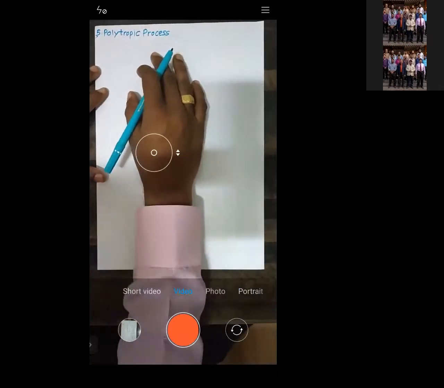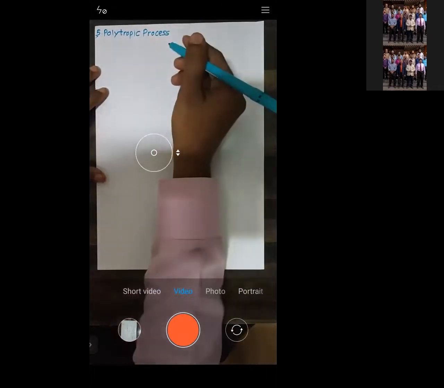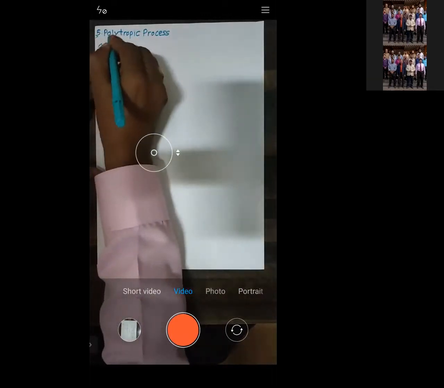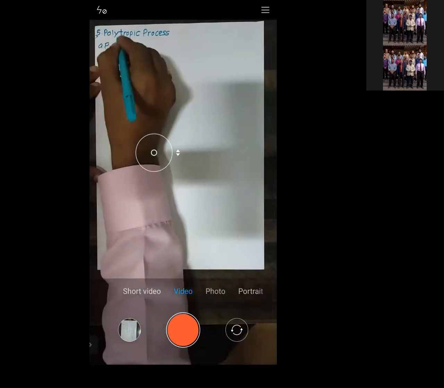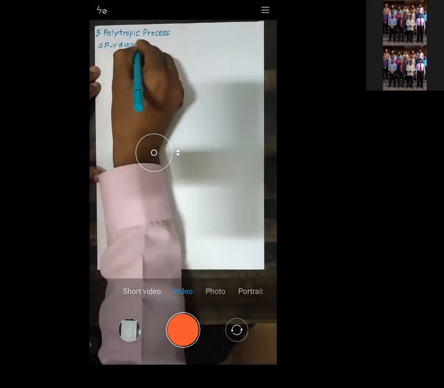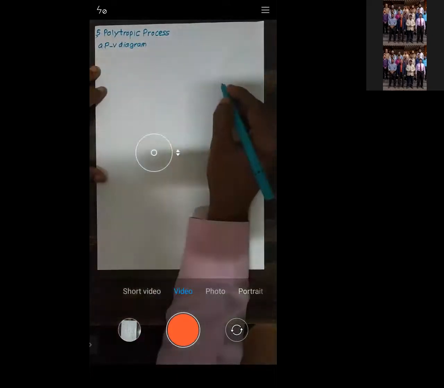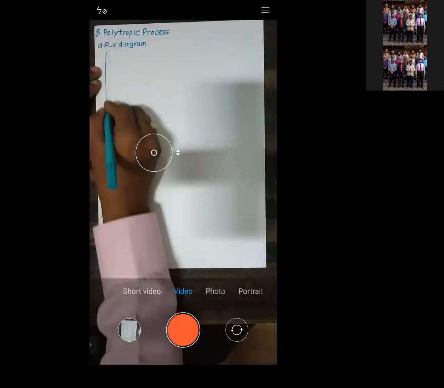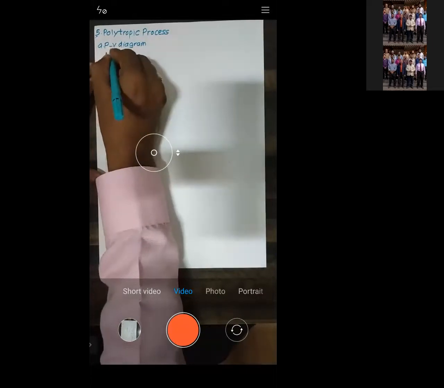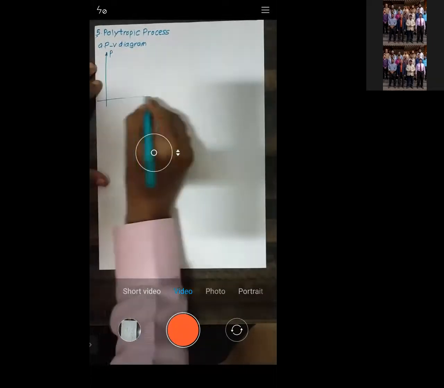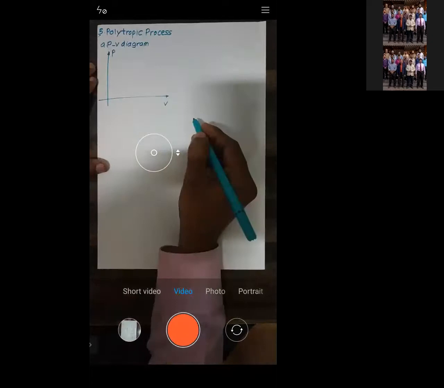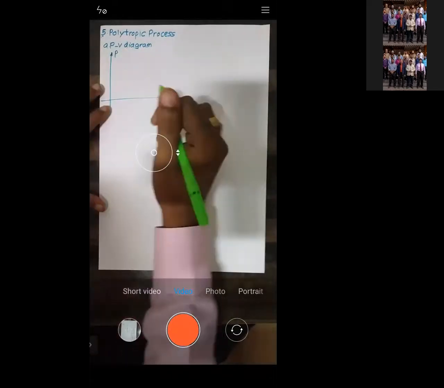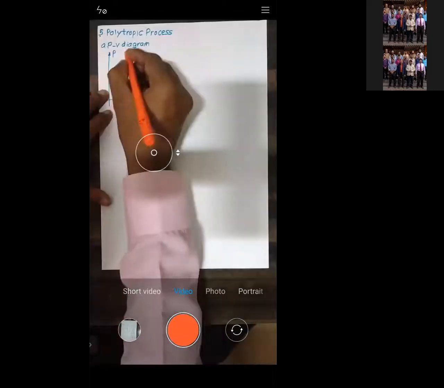So all of you try to understand this process. Let us start first with the PV diagram for the polytropic process. Let this be a pressure scale, and let this be a volume scale. Now let's consider this to be the initial point, point 1.